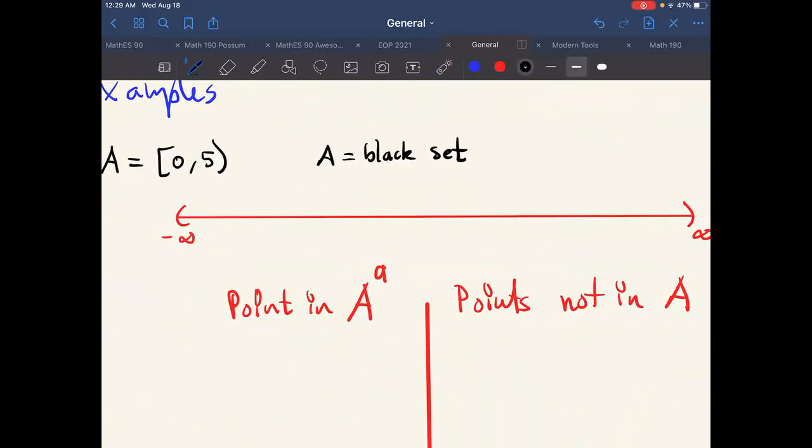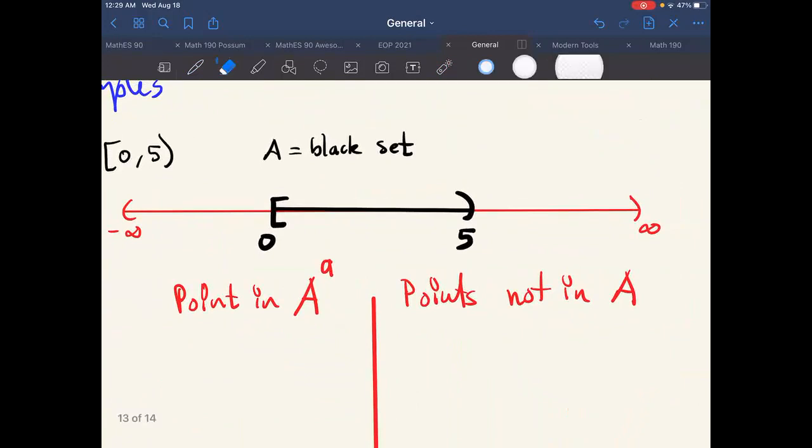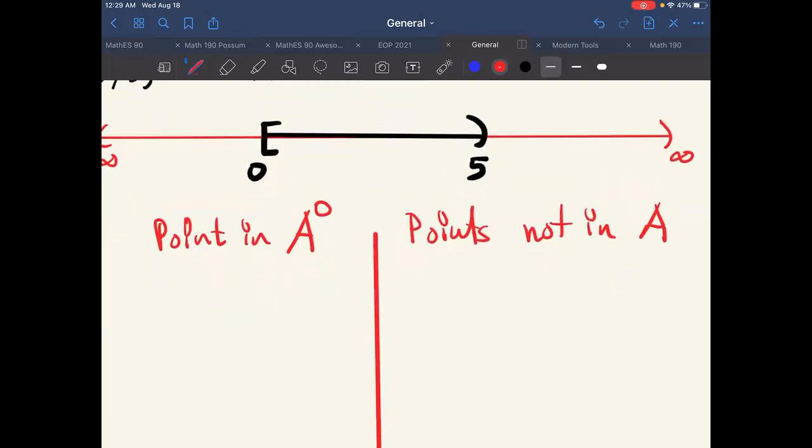Let A be the interval (0, 5). So let's go ahead and draw it. That's my black set, okay? And this means, hold on, let me make a little 0. Remember, that's a little 0. This is the set of interior points, all right? I'm going to check whether or not some points are interior, and I'm going to draw them in the picture. All right, let's go ahead and do them.